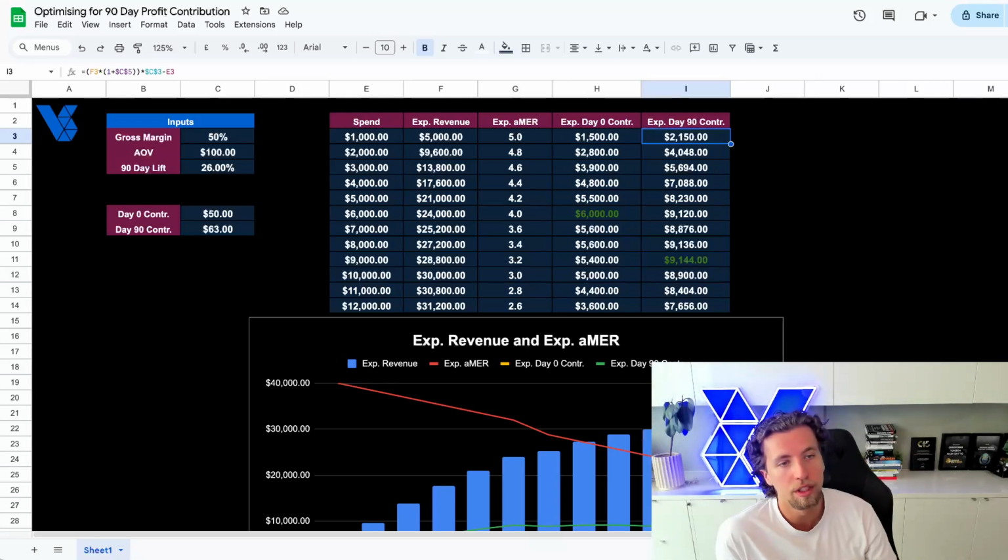Now, the thing is, we can also go and calculate at the 90-day mark. And so we include the lift and the extra revenue that we would get over the first 90 days of that customer being acquired. We do all the same math. And we are getting $2,150 in expected profit contribution.